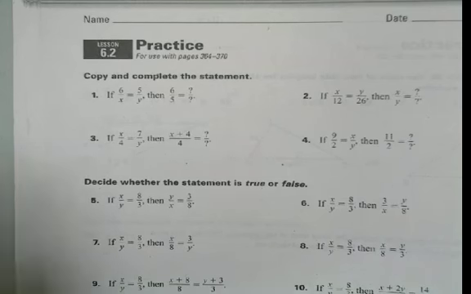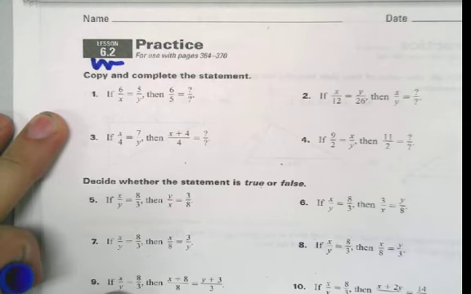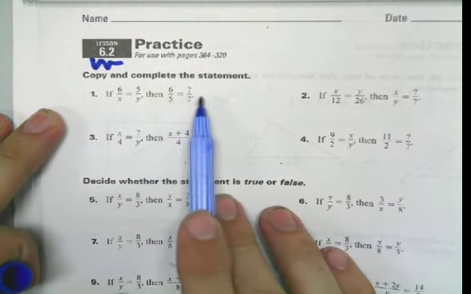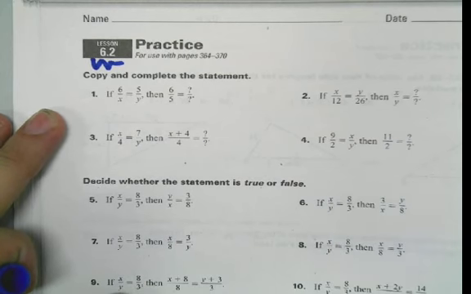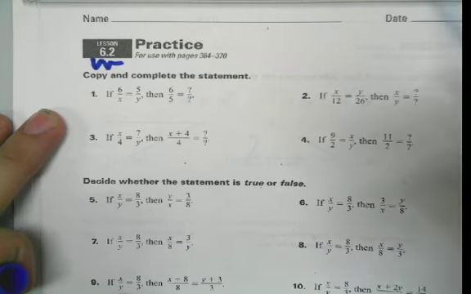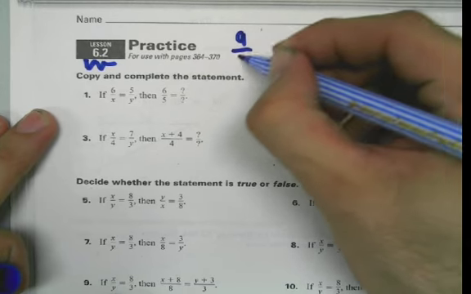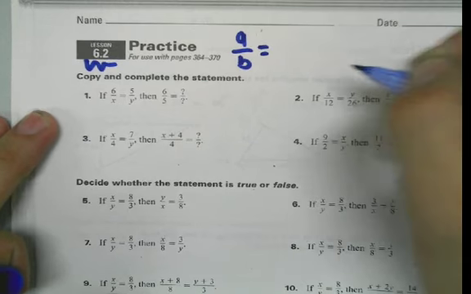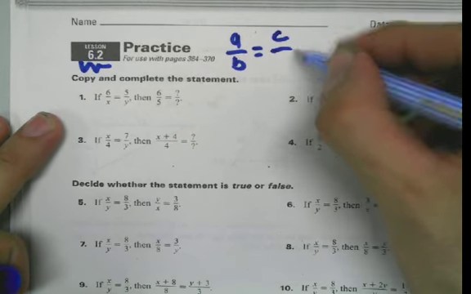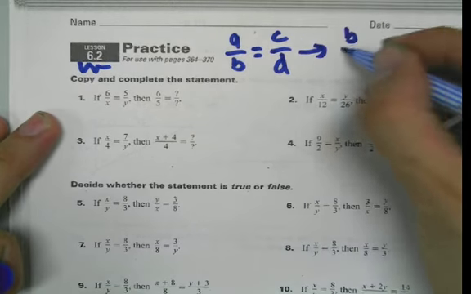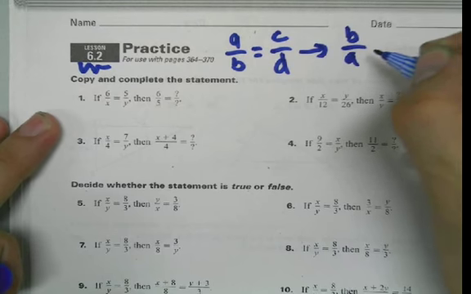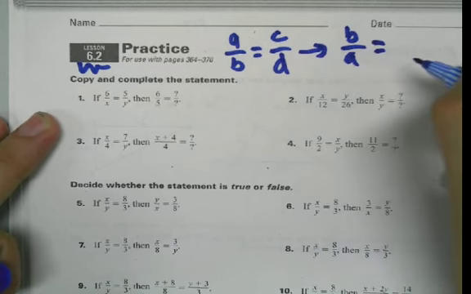And welcome to a quick lesson on 6.2, okay? We're going to copy and complete the statement. We're going to find these question marks. But to find all of these, and for most of this section, you need to know that if A divided by B equals C divided by D, then you know that you can flip it. B divided by A is going to equal D divided by C, okay?